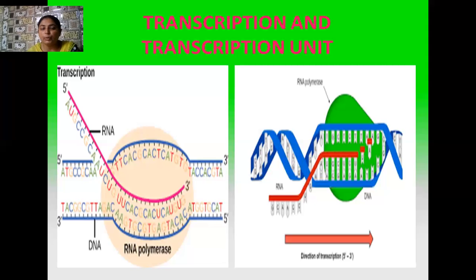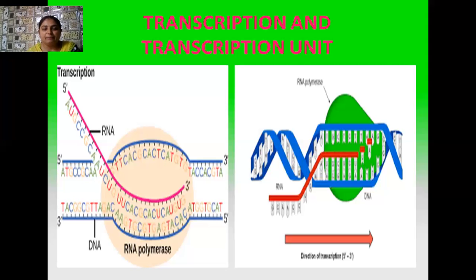These are the two reasons why the two strands of DNA do not act as the template, and only one strand, whose polarity is 3' to 5', acts as a template for the synthesis of messenger RNA.